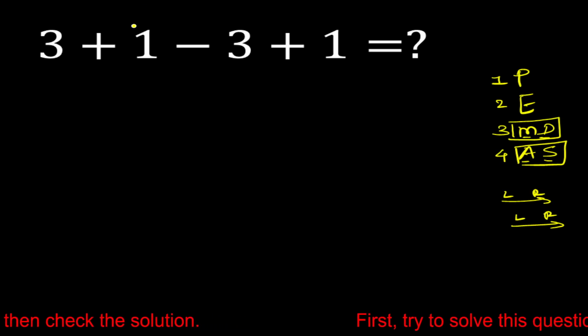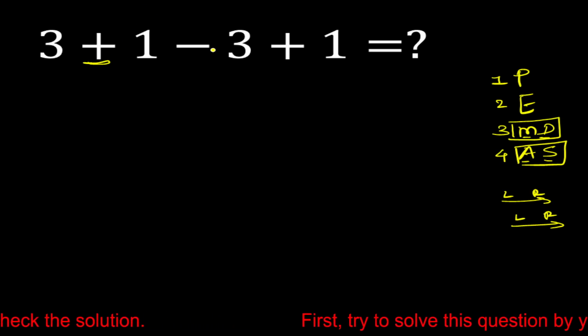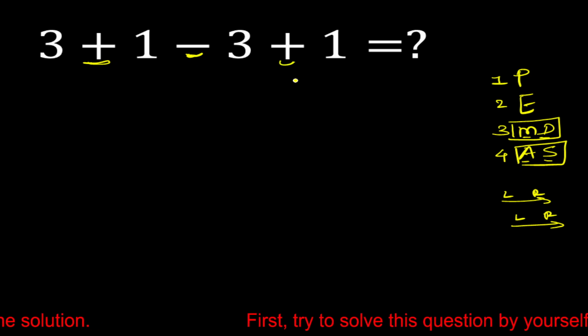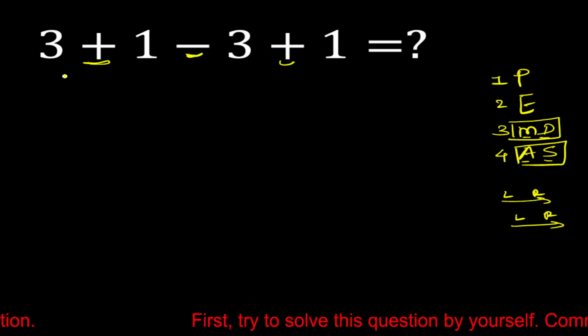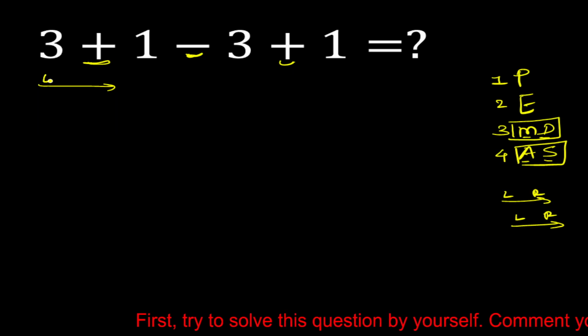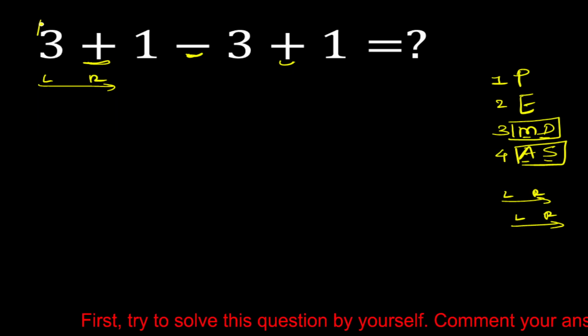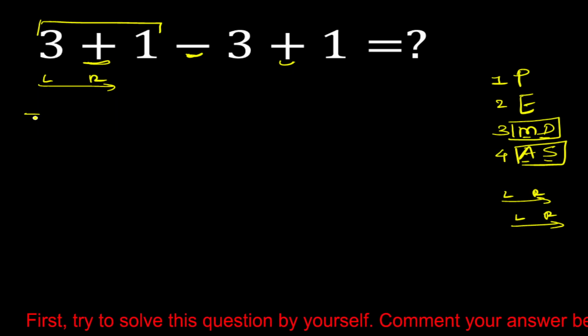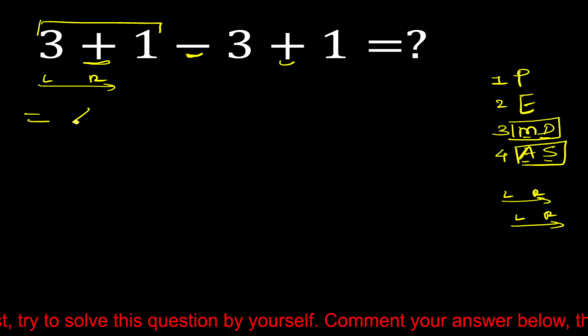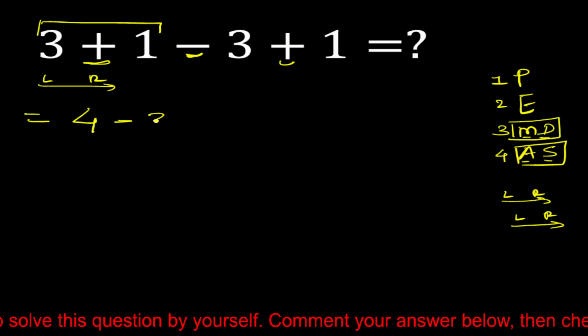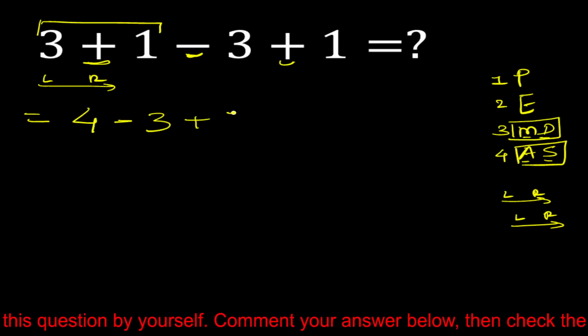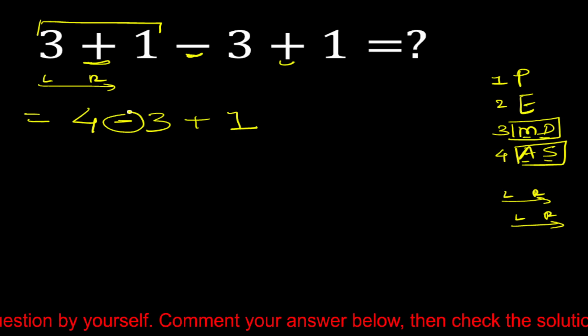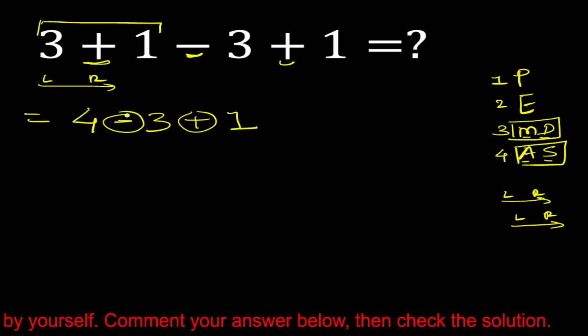So in this question, here we have one addition, one subtraction, and one another addition. So all have equal priority. So we have to solve it from left to right. So first we have to solve this part. So it is equal to 3 plus 1 is equal to 4 minus 3 plus 1.